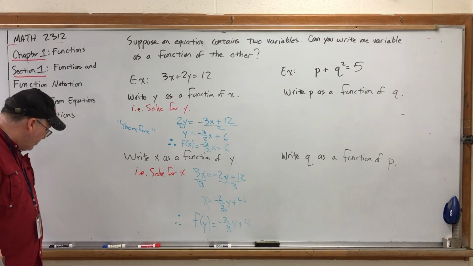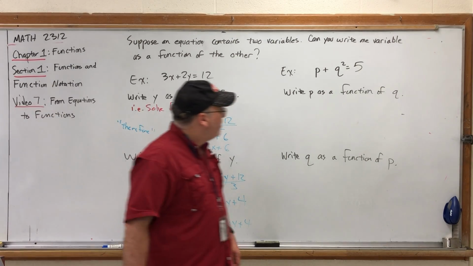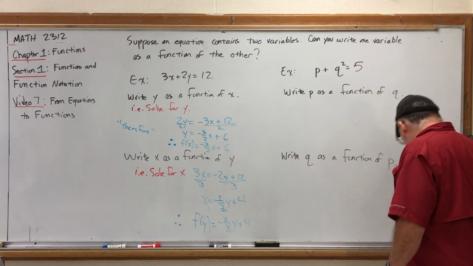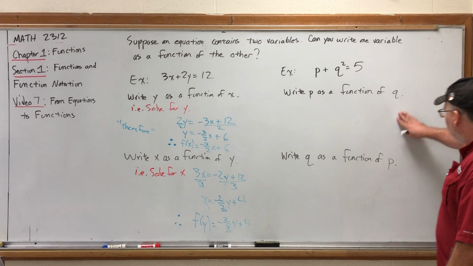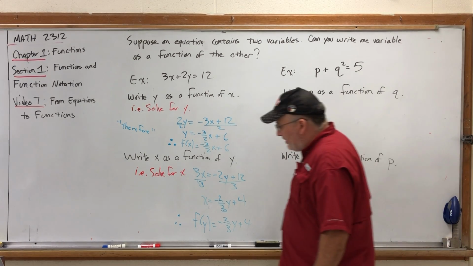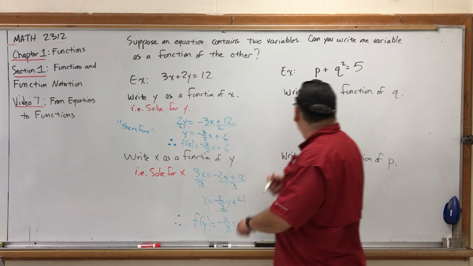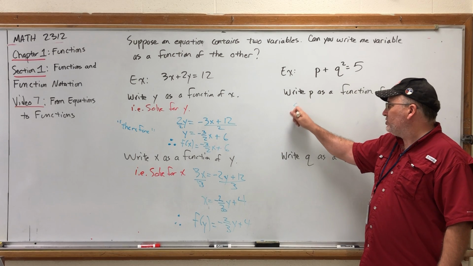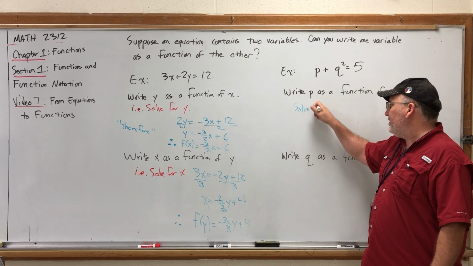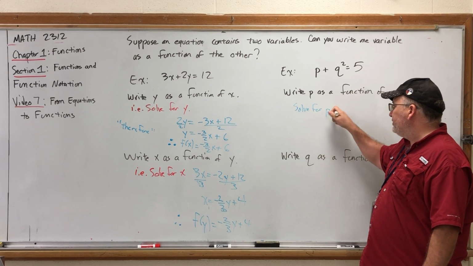In the second equation, there aren't even any x's and y's. There's a p and there's a q. But we can still ask the question, can we write one variable as a function of the other? For example, if we have p plus q squared is equal to 5, can we write p as a function of q? Well, to do this, we would have to solve for p, or at least try to solve for p. And solving for p here is pretty easy.